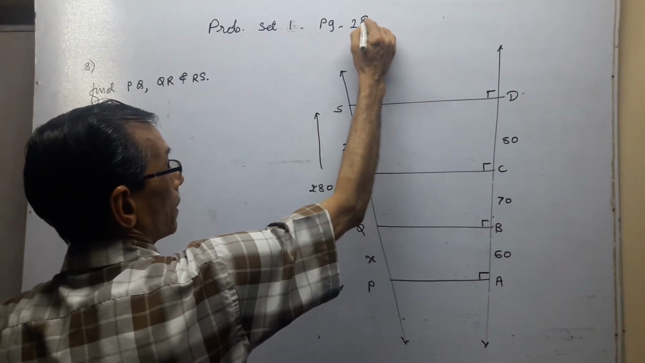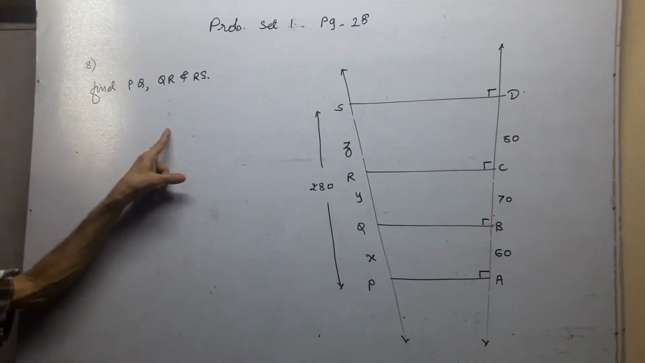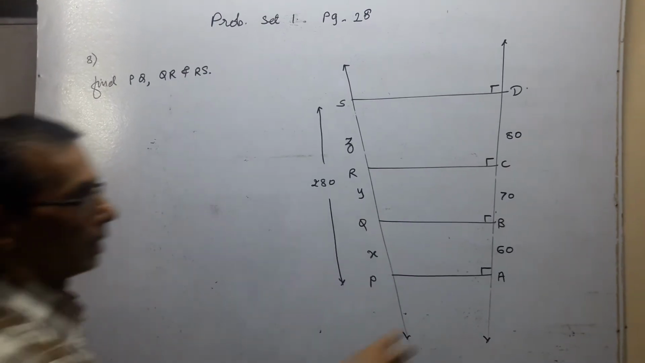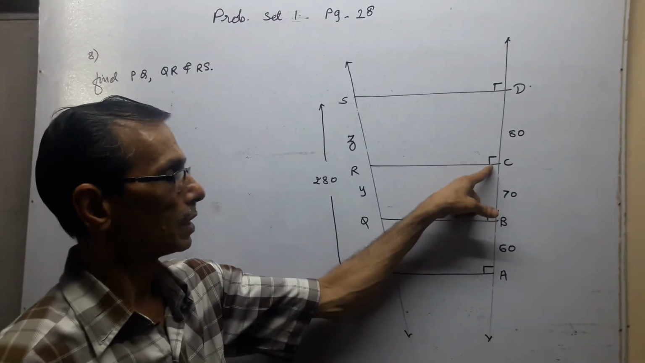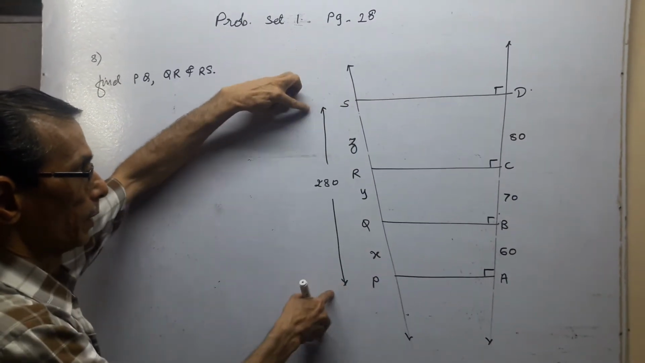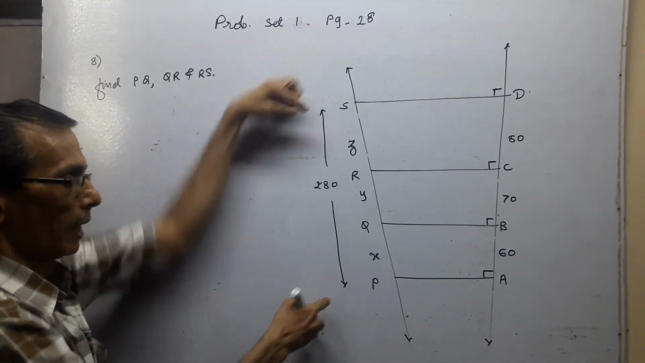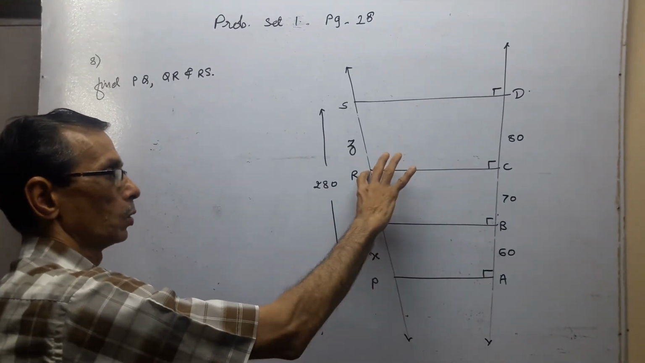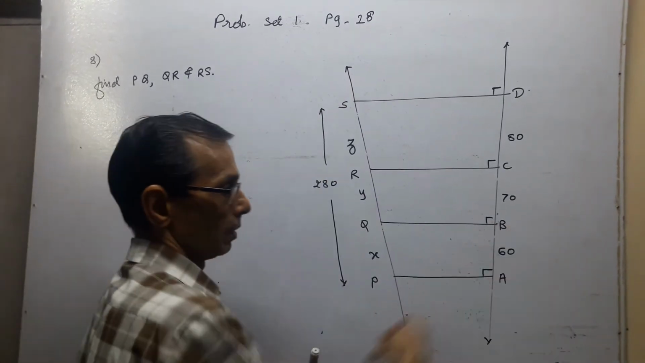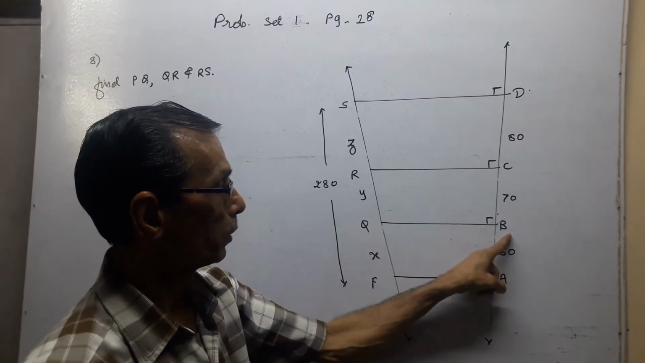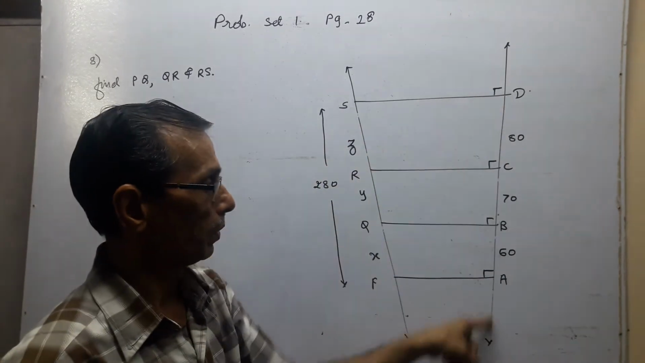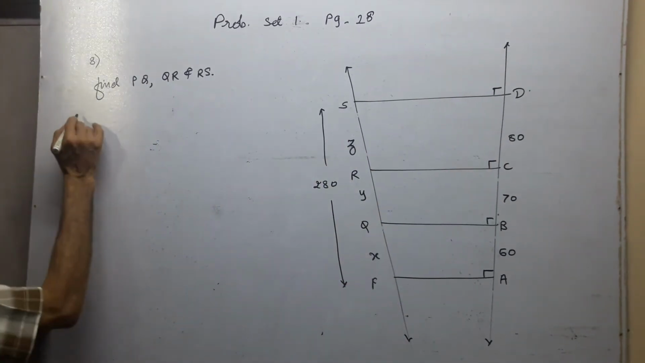So on page 28, let us take the 8th sum. Now its diagram is given in this way, and here they are given AB 60, BC 70, CD 80, and here total PS is given as 280, and we have to find PQ, QR and RS. This we have to find. Now here AP, BQ, CR and SD are parallel because they are perpendicular to one line. So let's start.